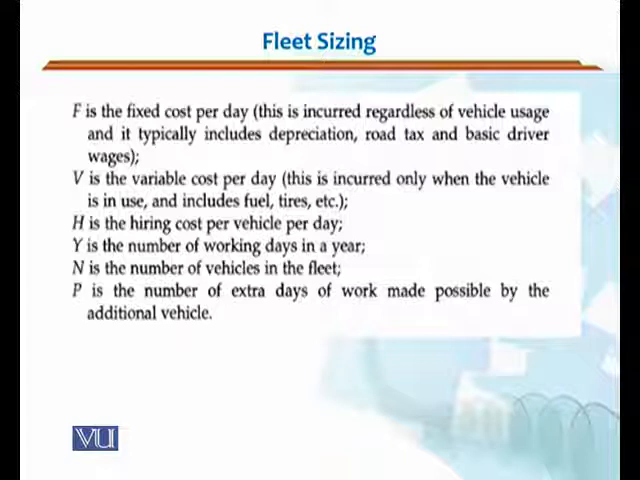H is the hiring cost per vehicle per day. How many vehicles you hire? Y is the number of working days in a year. It could differ from year to year or from company to company as well. N is the number of vehicles in the fleet. Your total fleet size is N. P is the number of extra days of work made possible by the additional vehicles. So the number of extra days which you can work because of the additional vehicles would be represented by P.